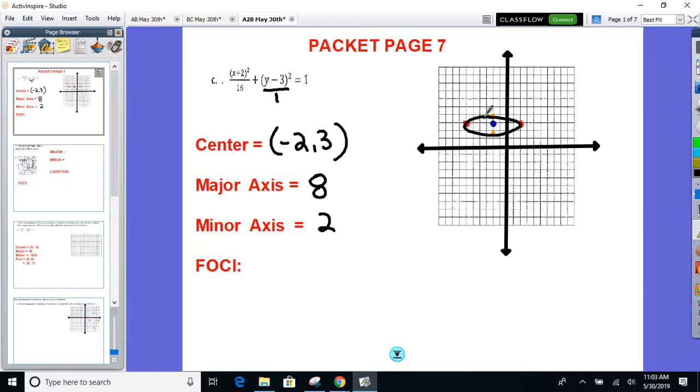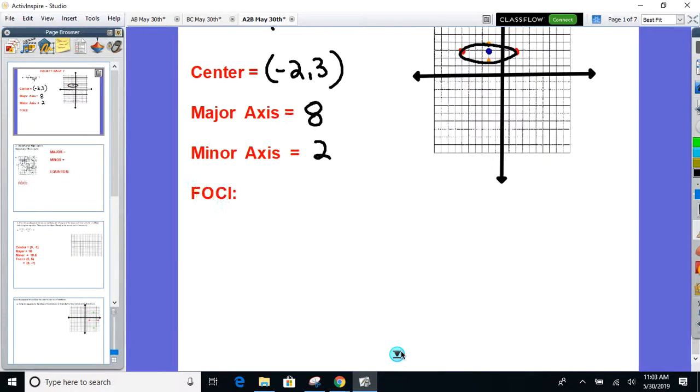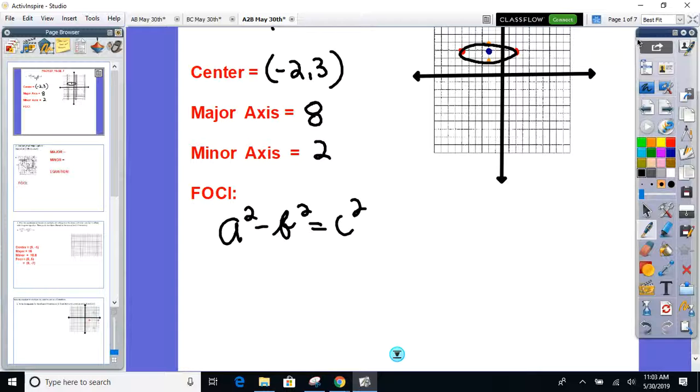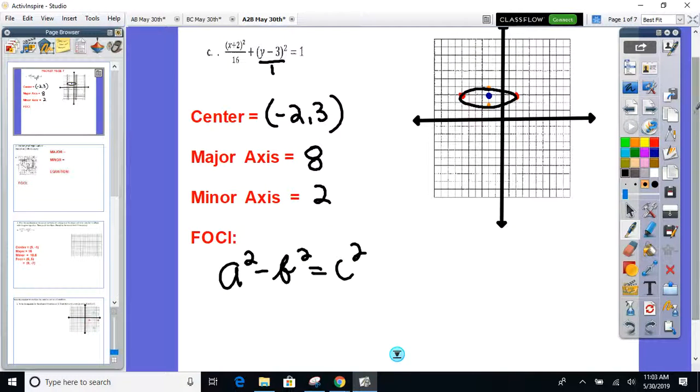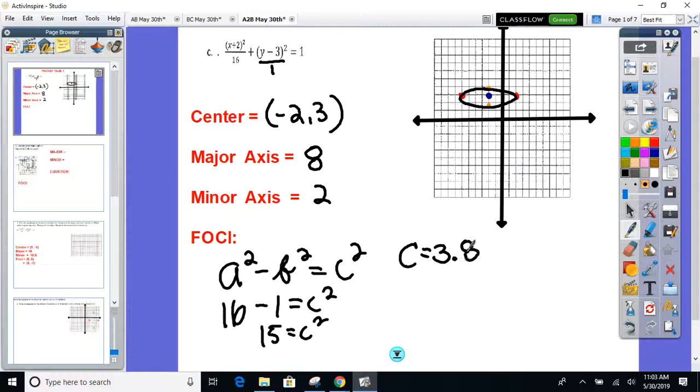Any issues there? Okay. Foci now. They're always on the major axis, so they should be along the x-axis here. All right, same distance away from the center. Here's what we do to find that distance. a squared minus b squared equals c squared. Guys, where's a squared and b squared? Where can I find that pretty quickly? On the equation. So 16, you don't need to square it. It's already squared. Minus 1 equals c squared. And then you have 15 equals c squared. What'd that come out to be? 3.9, I'm going to guess. 3.8? Okay. It's 3.8.